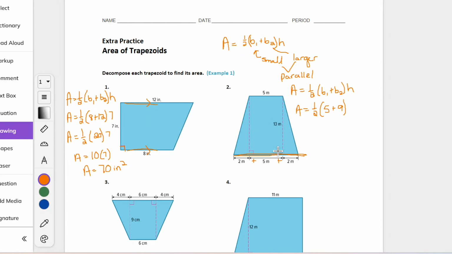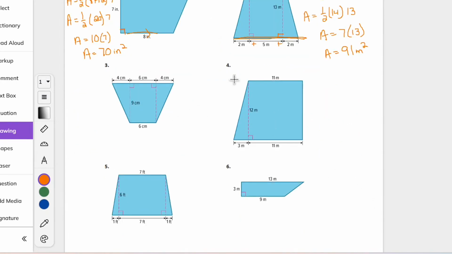And my height is perpendicular. So it meets at this right angle. So 13 is going to be my height. Then we follow order of operations. Area equals 5 plus 9 is 14 times 13. 1/2 of 14 is 7. Area equals 7 times that 13. And 13 times 7 is 91. So the area is 91 meters squared, because it's in meters. Again, still area, so it is squared.